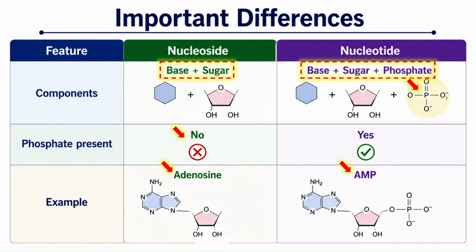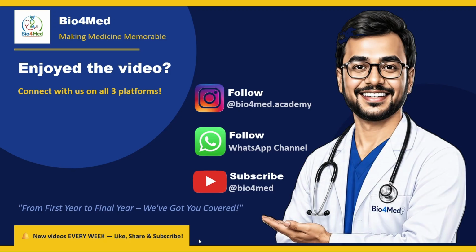So remember this one-line concept: add phosphate to a nucleoside, and it becomes a nucleotide. So these are the basics of nucleic acid metabolism.